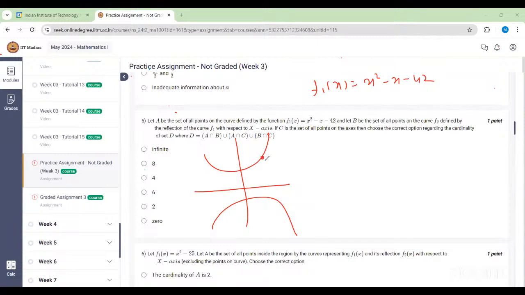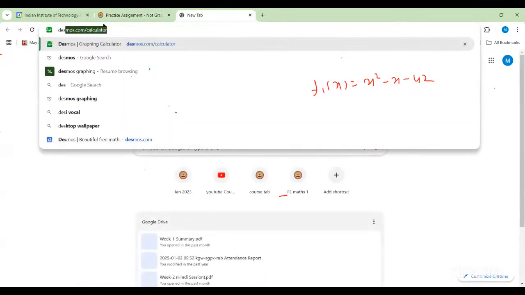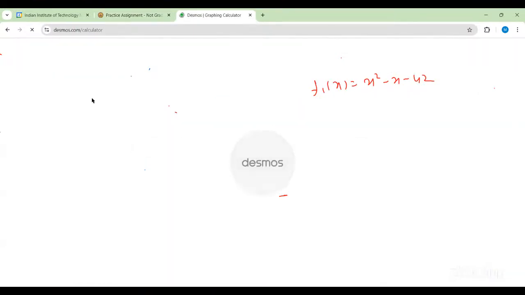So suppose I have a point here, so the coordinate of that point will be x naught comma y naught. What will be the coordinate of the point here? The coordinate will be x naught comma minus y naught, right? So if you reflect it over, you have to change the sign of y. So that means we have to multiply it by minus. So what is the expression? x square minus x minus 42.